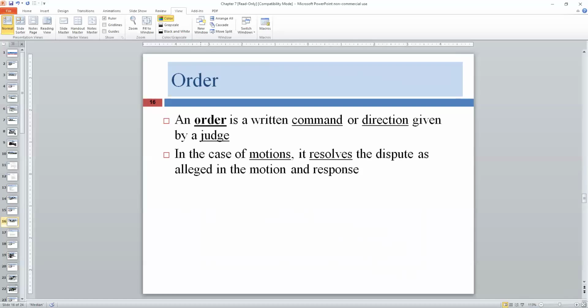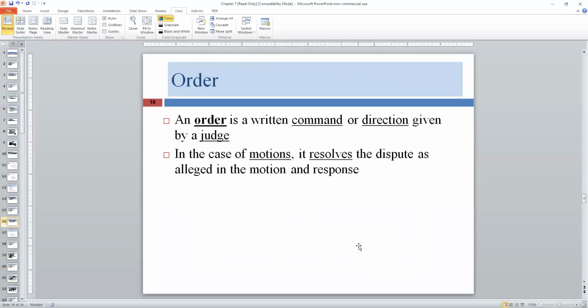What is an order? Well, simply an order is a written command or direction given by a judge. It applies to the litigants in the case. It affects what they have to do. Obviously, if you are in violation of the order, then you could be in contempt of court. The goal of the order is to resolve the dispute. It's to resolve the motion. Maybe you win it, maybe you lose it, but the matter is over, at least for the time being.